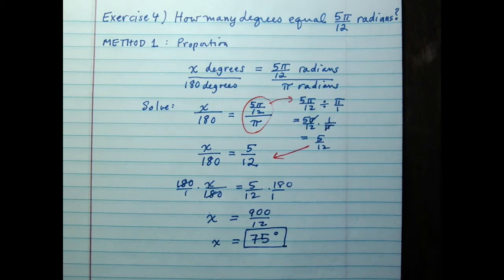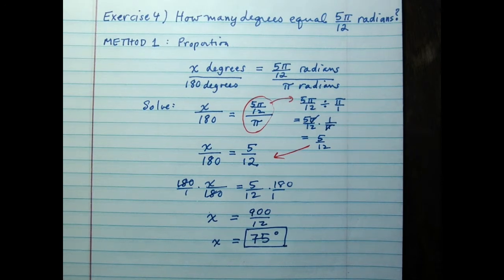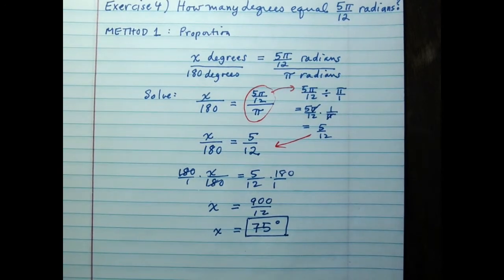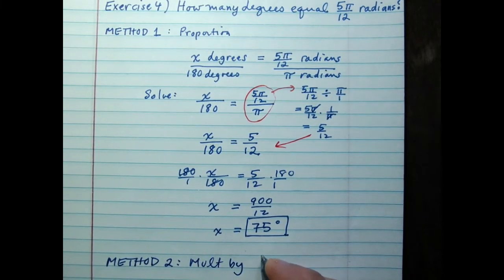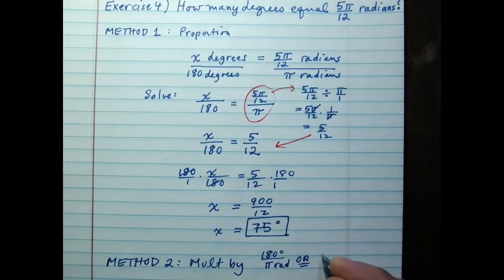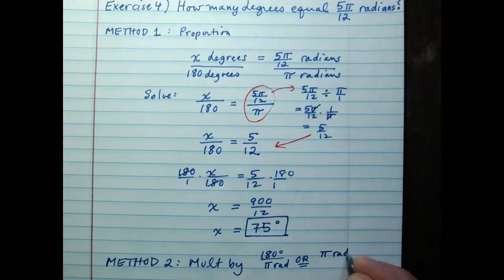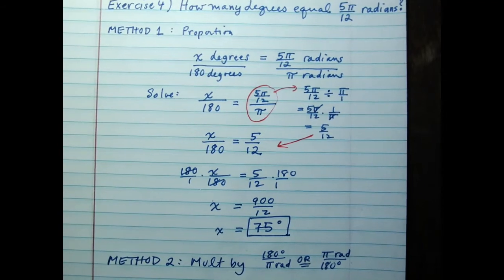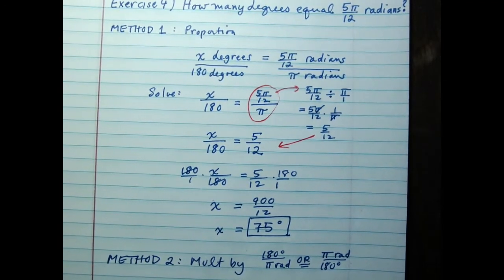Now we're going to do that same problem using the second method. And you can choose which one you're most comfortable with. Multiply by 180 degrees over pi radians, or pi radians over 180 degrees. The trick about method 2 is you've got to figure out which is the right thing to do.